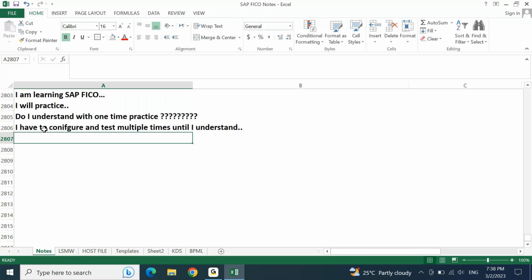Configuration is just 10% of a consultant's role. The 90% of your activity is beyond configuration. If I want a consultant to do the configuration alone, I need a fresher. I don't need an experienced candidate. If my requirement is only to do the configuration on my system, I do not want an experienced candidate. I can very well manage with a fresher who knows basic computer operation. Clear?